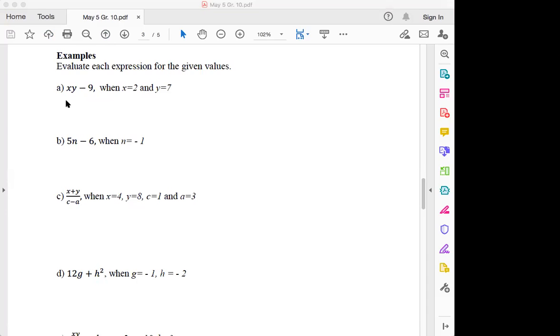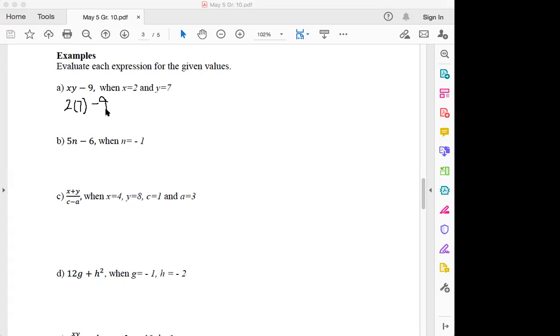So for this, we've got x times y minus 9 when x is equal to 2 and when y is equal to 7. So where you see an x, you're going to replace that with a 2. And then where you see a y, you're going to replace it with a 7. So it's important to note that your x, y here is a multiplication. So you can either write it as 2 times 7. You could do the brackets like I'm doing. There's no wrong answer as long as you're not writing 27, because the answer is not 27.